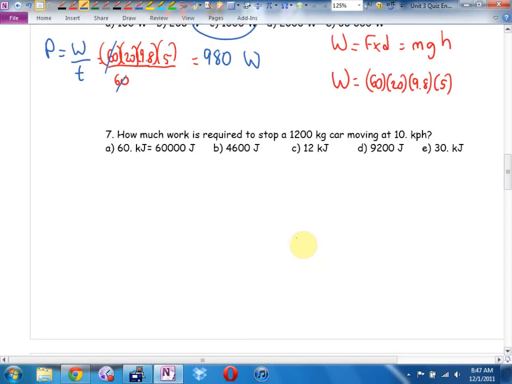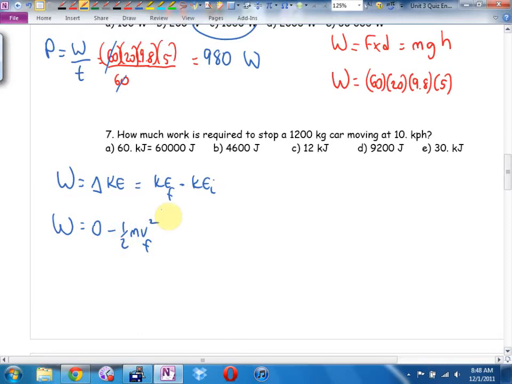Number 7, how much work is required to stop a 1,200 kilogram car moving at 10 kilometers per hour? Well, see here, Jacob, I would think work equals force times distance, and you can probably calculate the acceleration, F = ma, and force times distance. I think it's going to be easier to say it's the change in kinetic energy, plus the change in potential, but let's assume the car isn't changing height, which is going to be KE final minus KE initial. I think the amount of work is going to be 0 minus a half m v final squared.